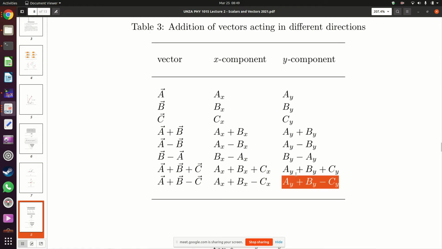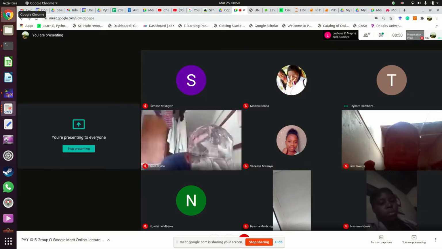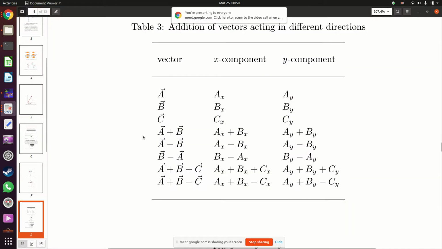Is it clear how we find how much a vector is along a particular direction, along the x-axis and along the y-axis, when you're adding or subtracting these vectors? Is it clear to everyone how these quantities are found? If there are questions, please ask now, because this information is what we are going to use next.